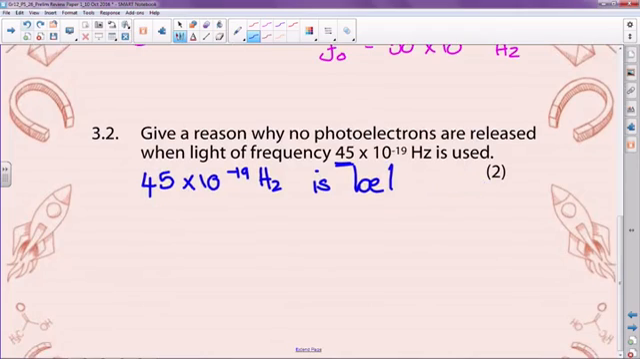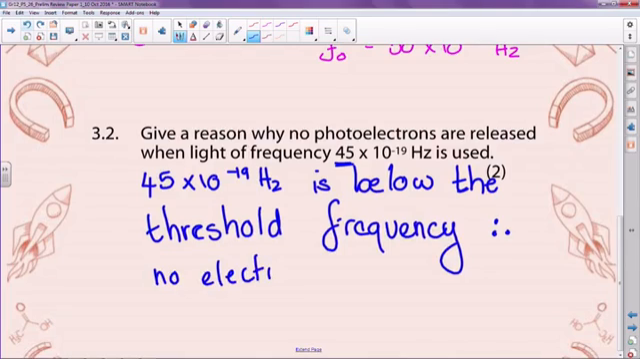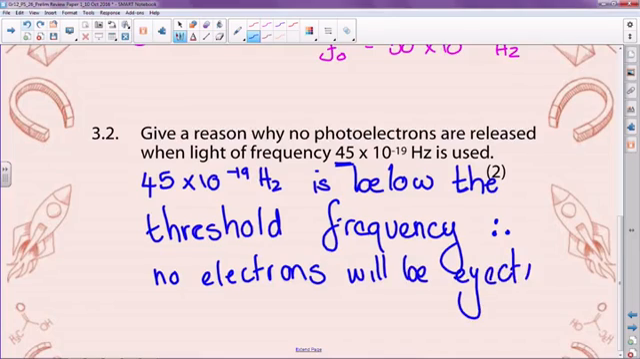I'll write it so you can read it. I think that's a good idea. The threshold frequency, therefore, no electrons will be ejected or emitted. Okay? Brilliant. So, next question.